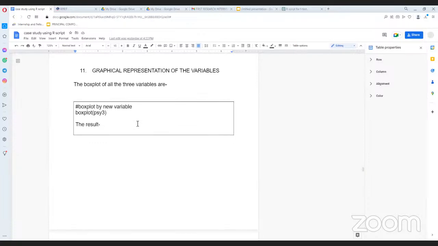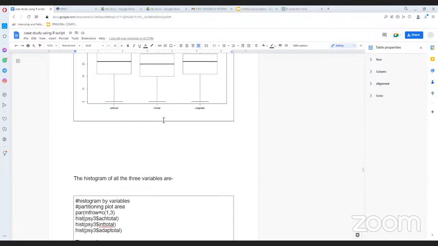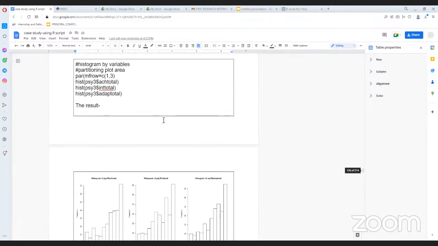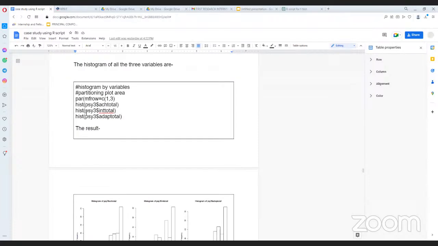Now the graphic representation of the variables. So now I find the 3 variables. Sir, what does the T sign above the boxes represent in the second and third box? It means it's the maximum data. So this is the histogram. The command is hist.